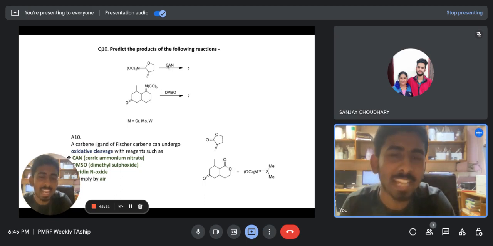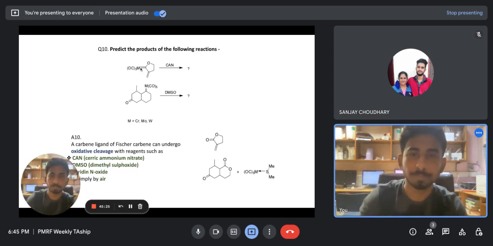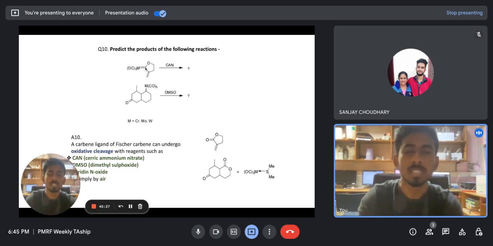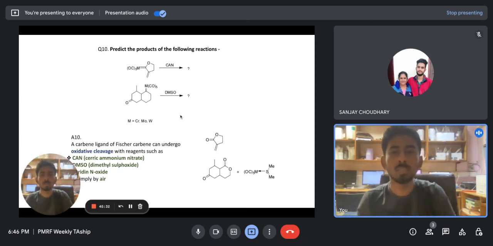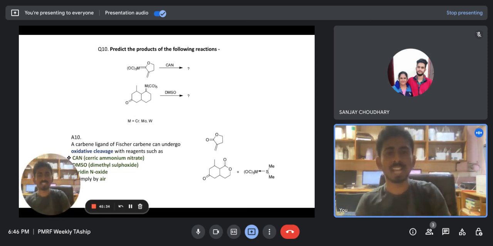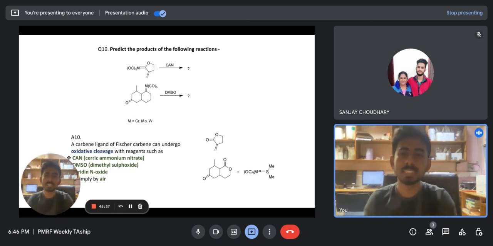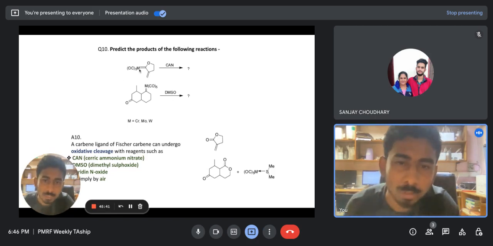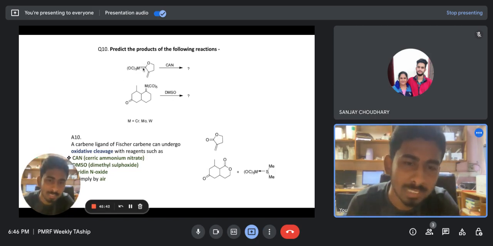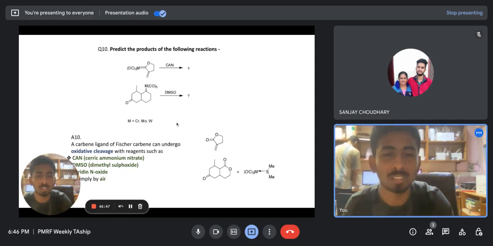Also in this case, CAN oxidizes this metal-carbon bond, and the carbon will be bonded to the oxygen. So in both cases, whenever any kind of Fischer-type carbene is treated with this kind of oxidative reagent, oxidative cleavage will operate. This metal-carbon bond will be oxidatively cleaved, and this carbon will be bound to this oxygen.